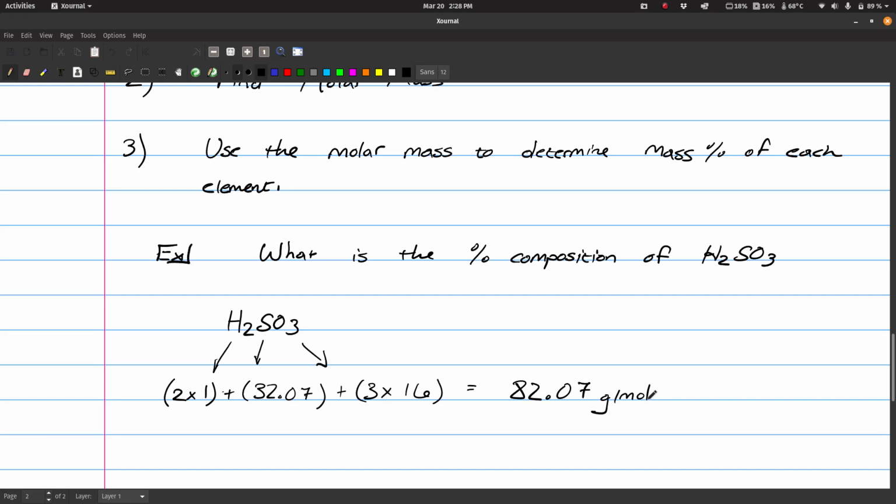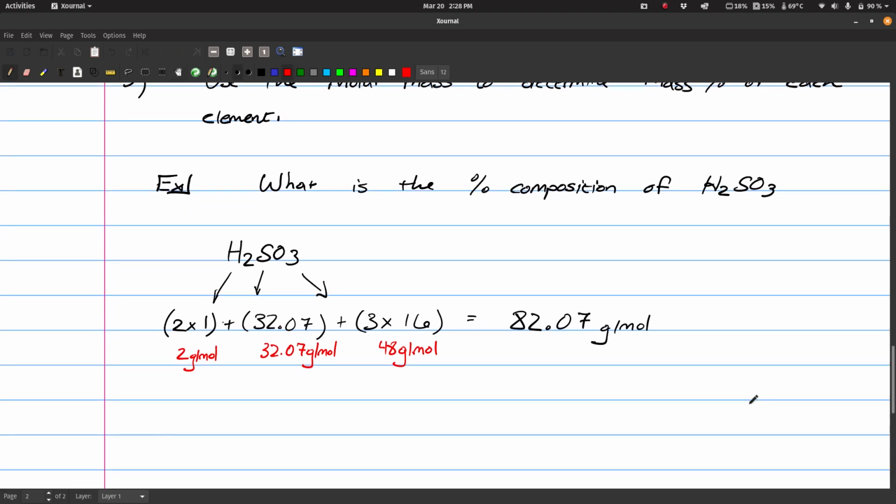grams per mole. Alright, now that we have that, the reason I always do it like this is I have 2 grams per mole for hydrogen, I have 32.07 grams per mole for sulfur, and I have 48 grams per mole for oxygen. I already know what mass each of my elements has within this compound. So when I go to solve this, here's my total.